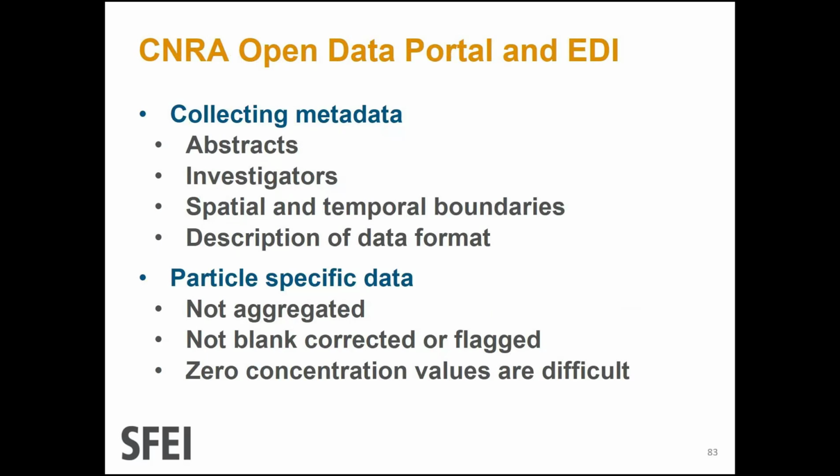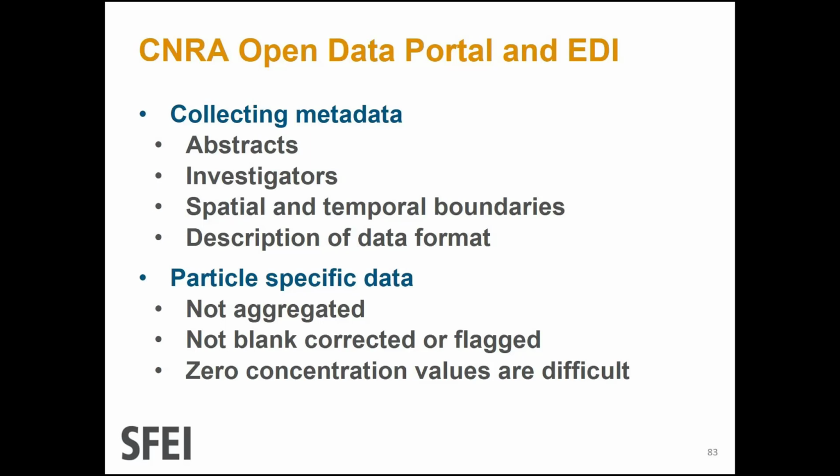The two data portals allow us to submit particle-specific data, but they also allow us to submit metadata, abstracts for the data sets, a list of investigators and collaborators. It allows you to submit spatial and temporal boundaries, different tags and descriptions that allow people to more easily find the data. It also requires that you describe each of the columns if you're submitting tabular data. CEDIN already has those descriptions as part of their data format.